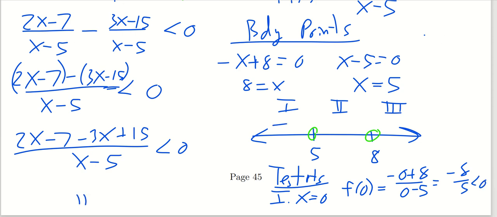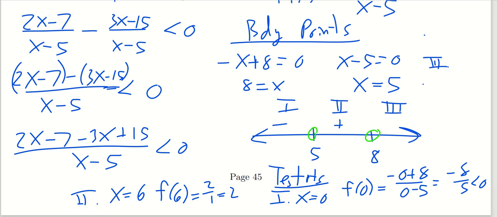In region 2, sorry, I have to move the work over here. I would probably use the test point x equals 6. F of 6, if you plug it in, would give us 2 over 1, which is 2. So it's going to be positive here. And then let's plug in a test point in region 3. I would probably use x equals 9. F of 9 is going to be equal to negative 1 over 4, which is negative.